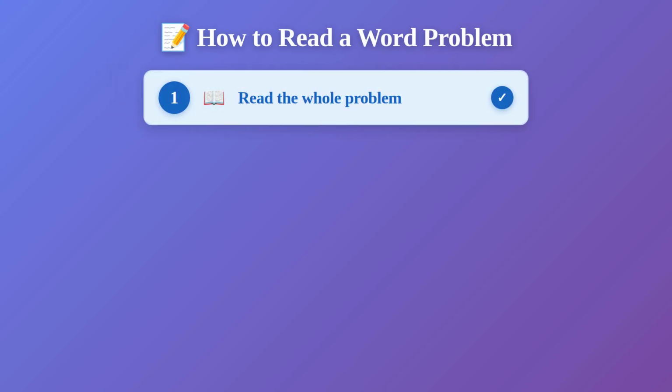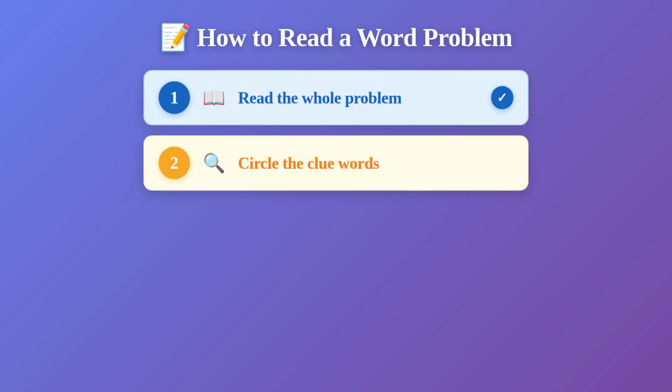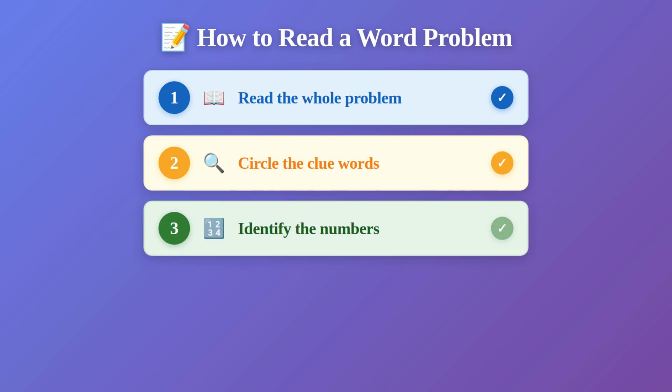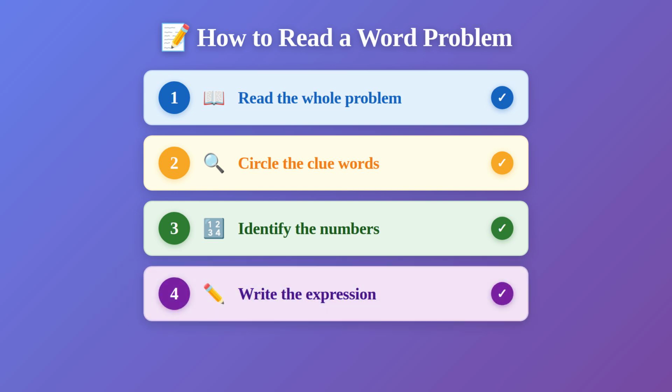Okay, so how do we actually do this? Maya came up with a 4-step system that totally works. First, read the whole problem. Don't rush. Second, circle those clue words we just learned. Third, identify the numbers you're working with. Fourth, build your expression using those numbers and the operations the clue words tell you. It sounds simple because it is simple once you know the clues.